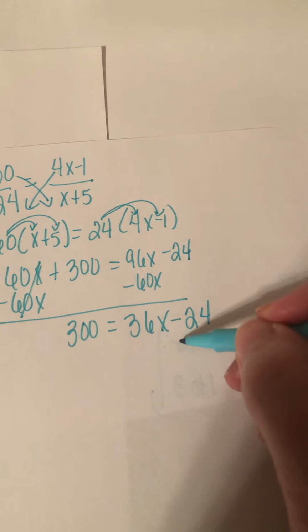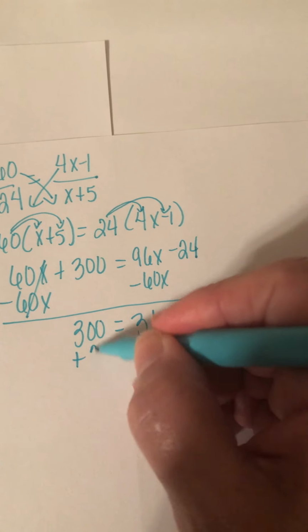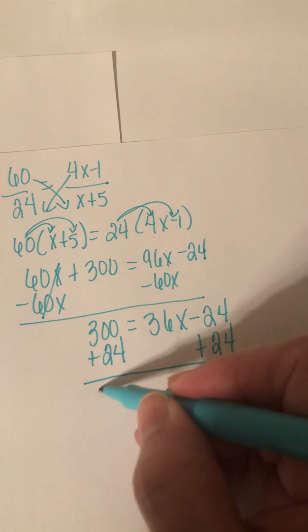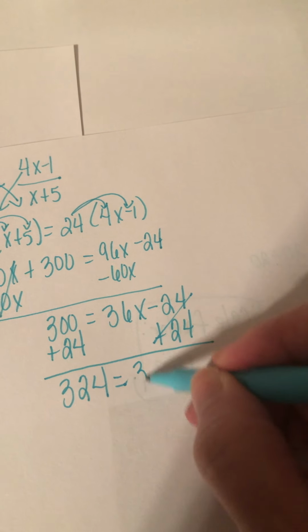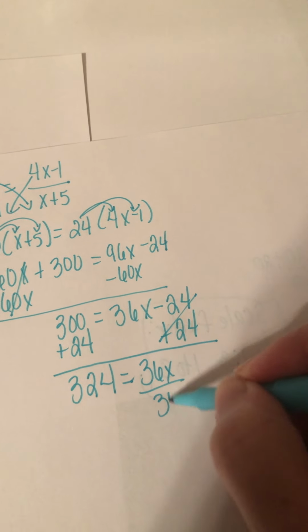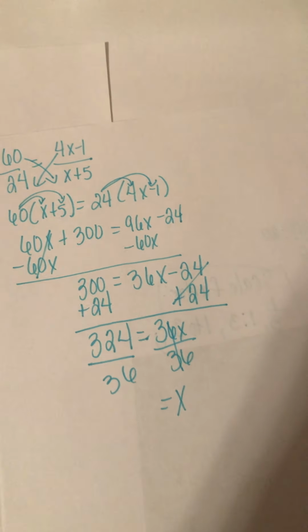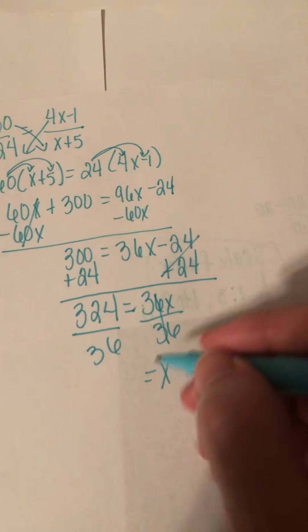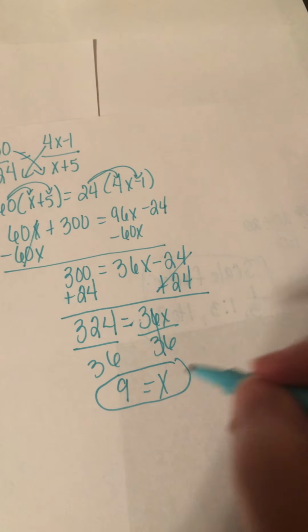So I'm just left with any two-step equation now. Let's get everything away from the x by doing an inverse operation. So that's going to give me 300 plus 24 is equal to 36x. Let's divide both sides by 36. Okay, 324 divided by 36 is plain old 9. So we get x equals 9, but that is not the answer to the question.